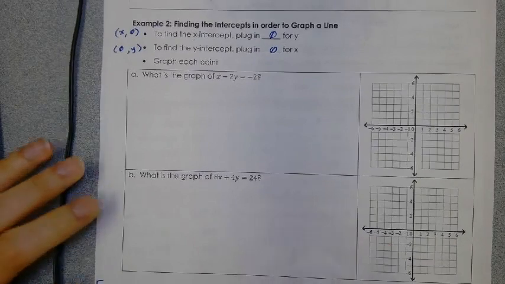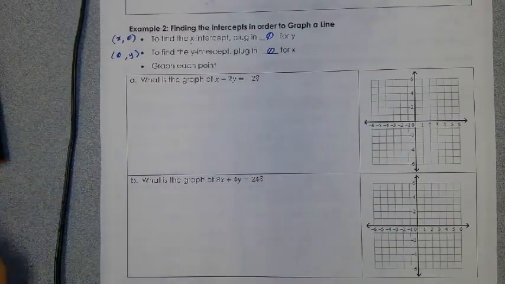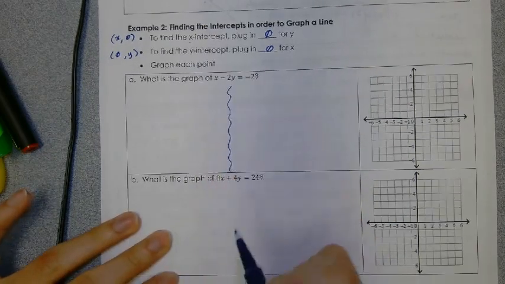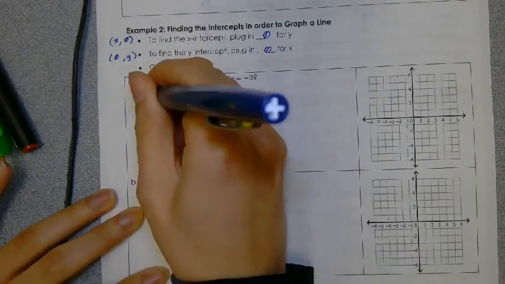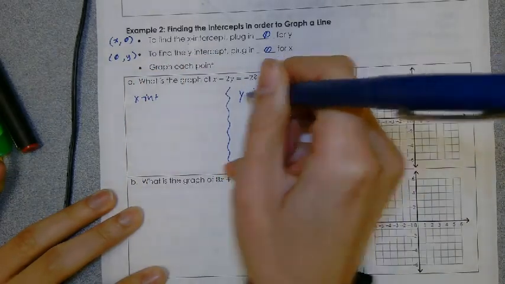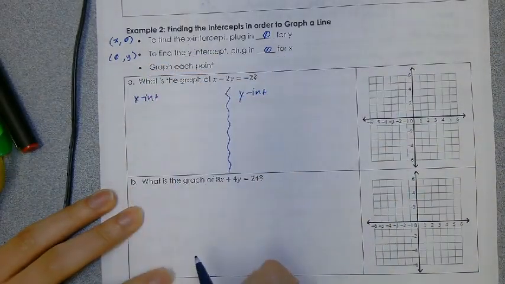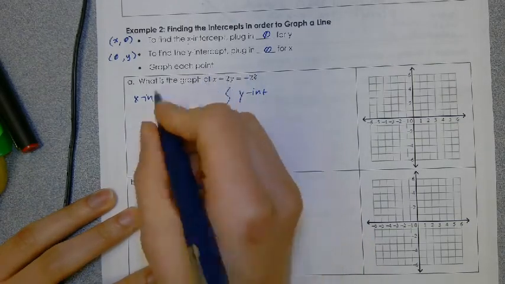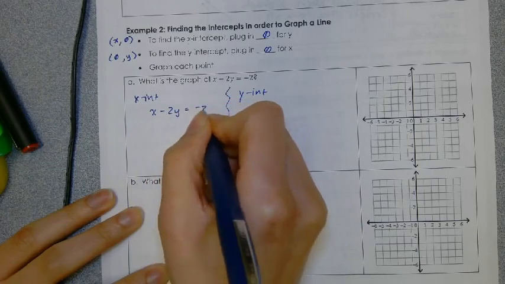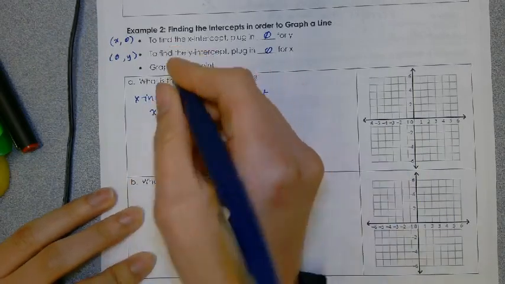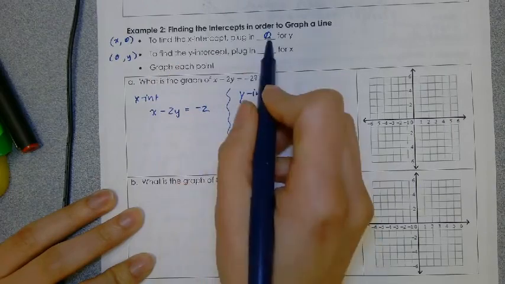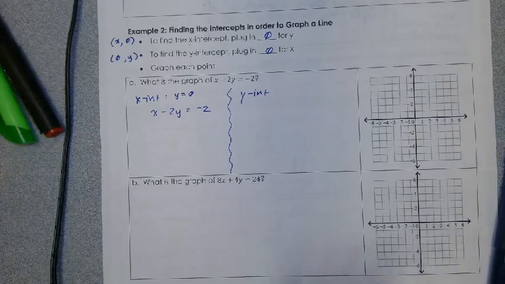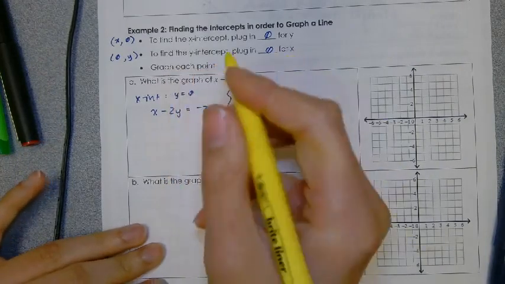All right. So again, I'm going to make two spaces, one for my x-intercept and one for my y-intercept. So I'm going to use this equation here, which is x minus 2y equals negative 2. Remember, x-intercept has y equals 0, so let's put it in.